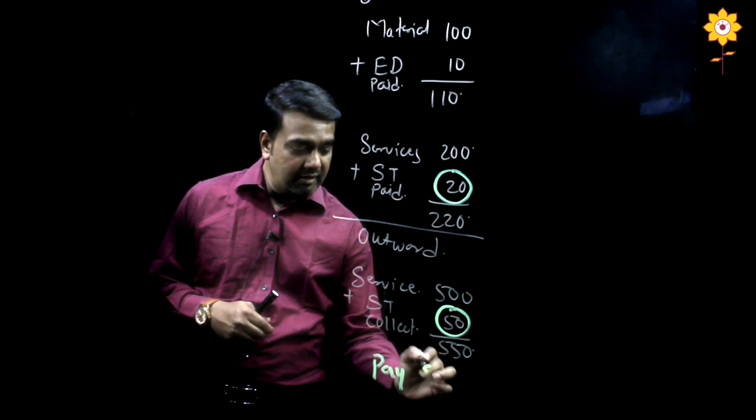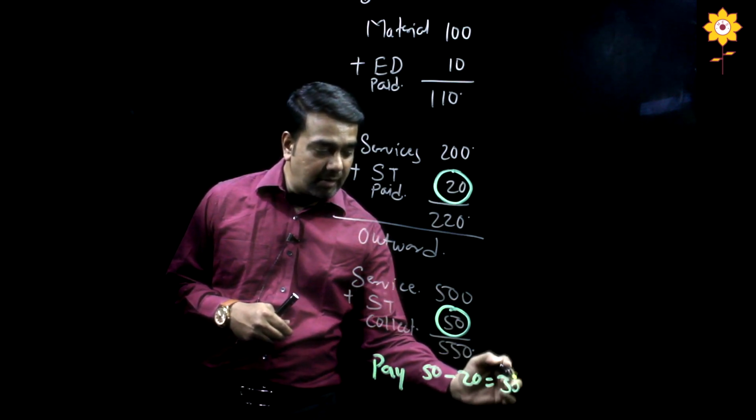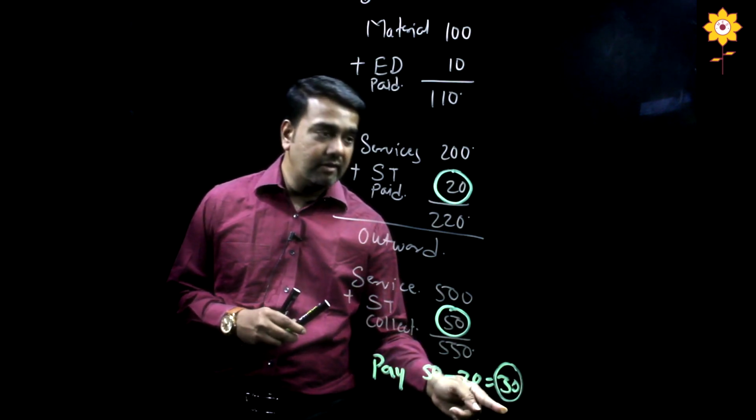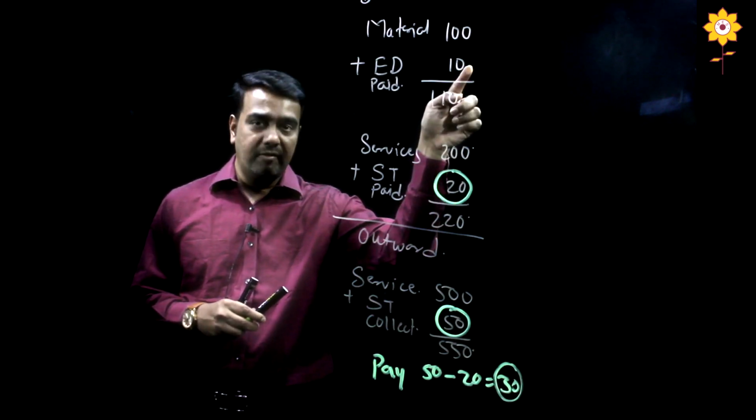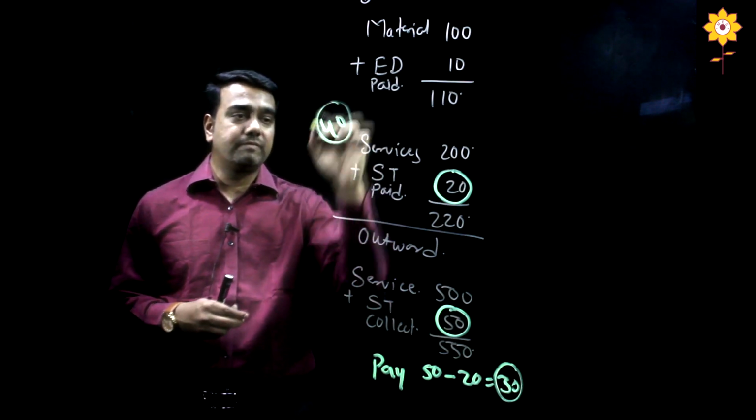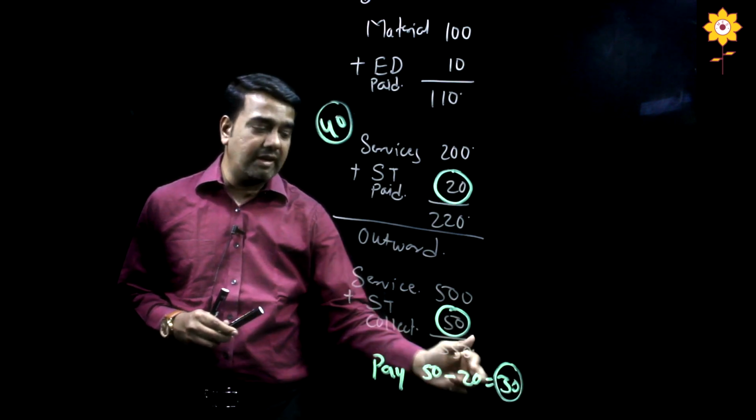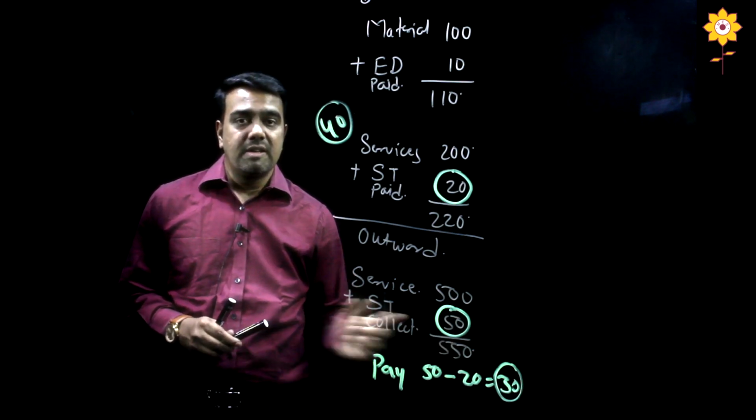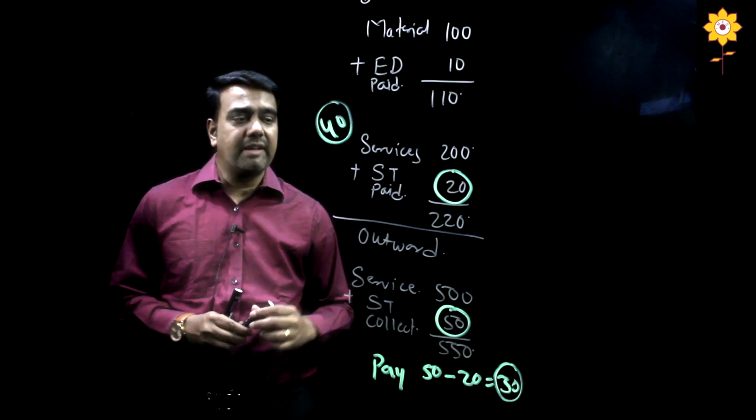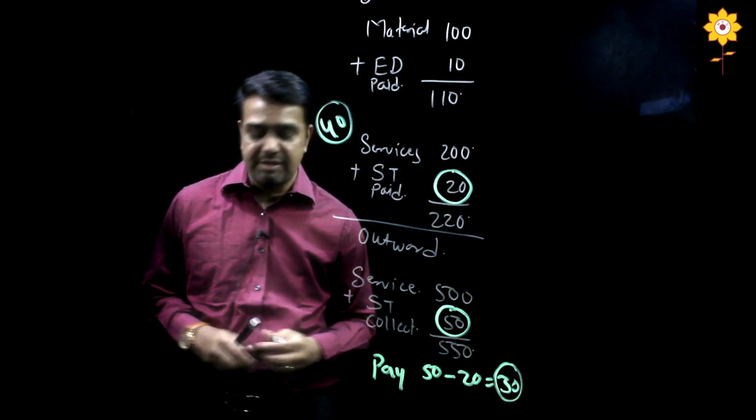only 30 rupees to the government from my own pocket. So I have paid 30, and I have paid 10. In all, 40 rupees I have paid to the government: 10 rupees for excise duty and 30 rupees for the service tax.